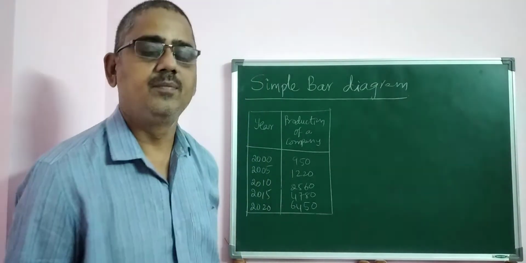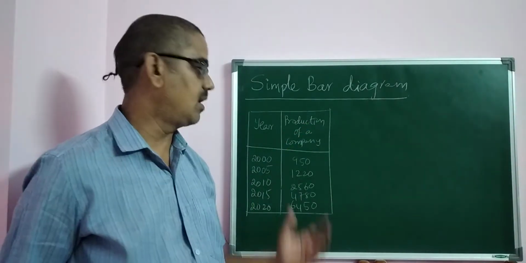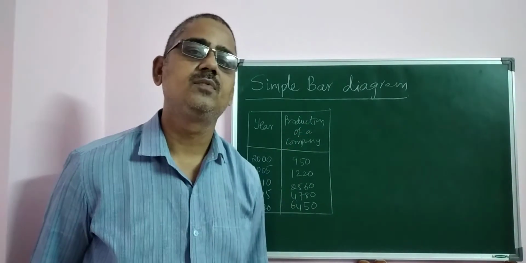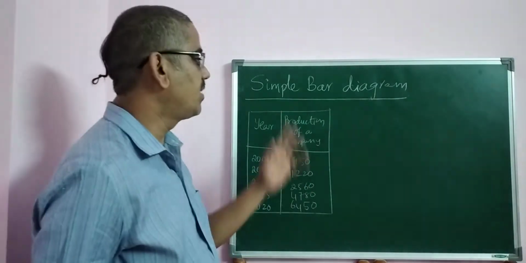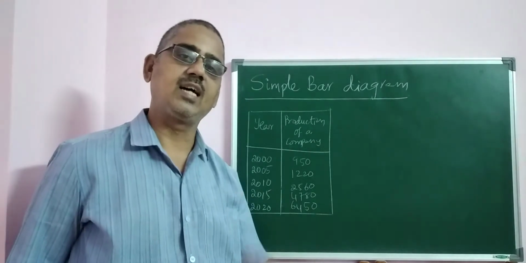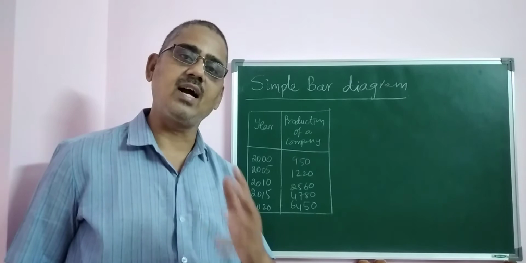In this lesson, I discuss the definition of simple bar diagram, an example, and a particular problem. What is meant by a simple bar diagram? Constructing the bar diagram with only one variable, with one kind of representation.